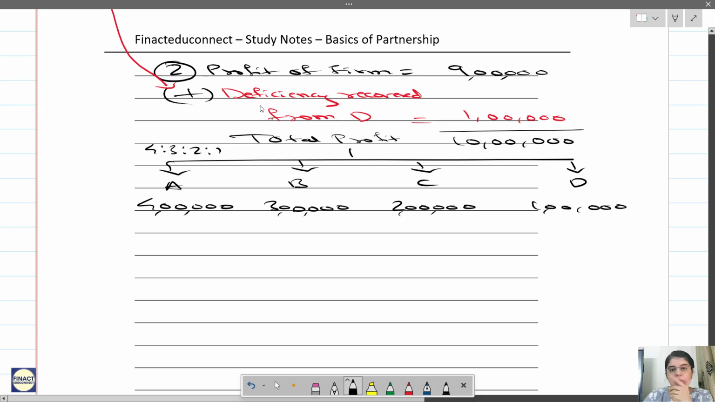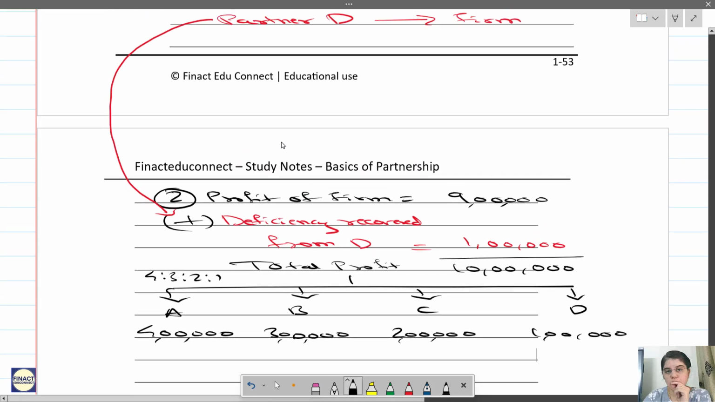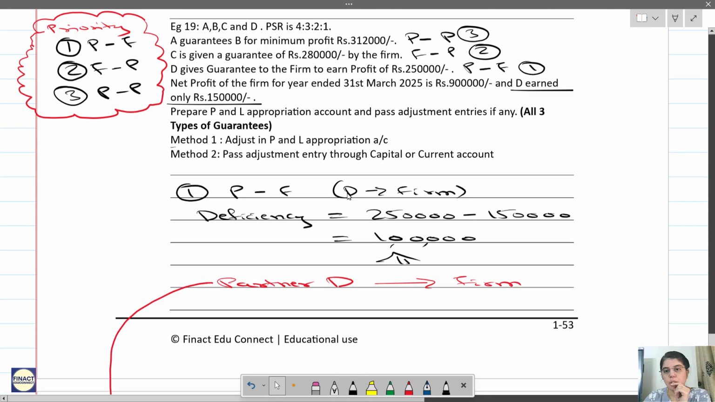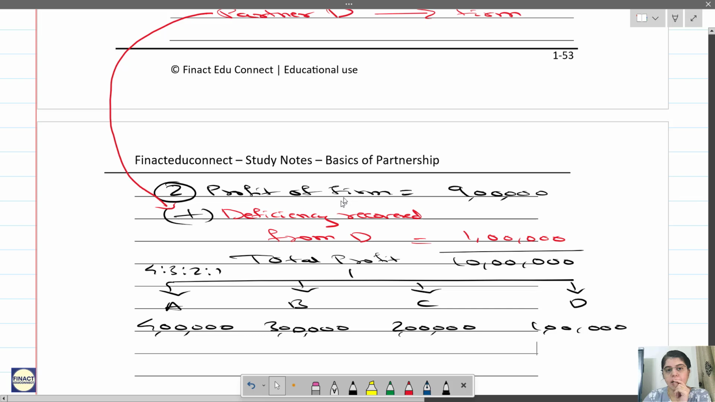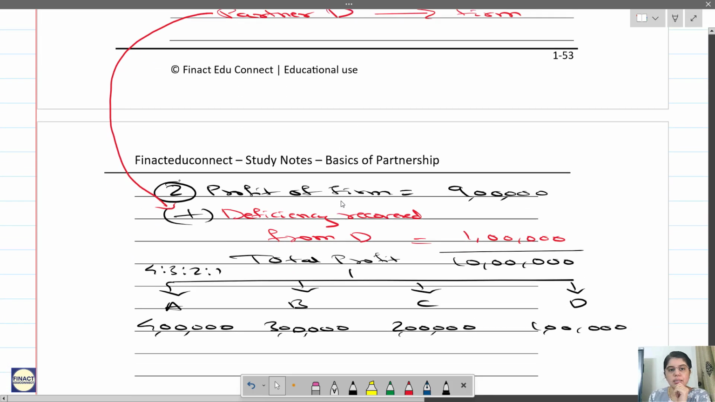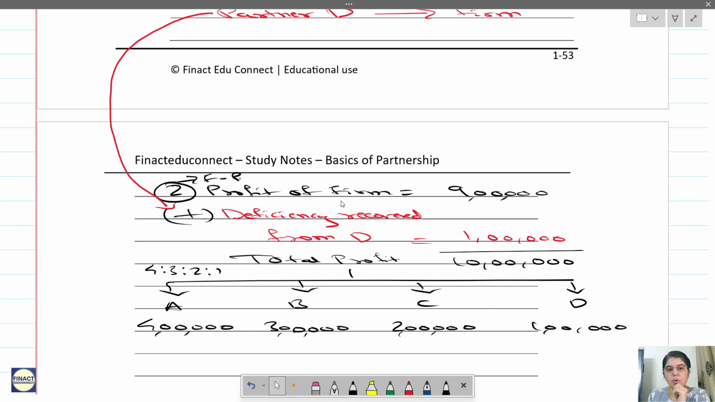Now we will go to second deficiency. Second deficiency is firm to partner. Correct. So firm to partner. Let me just highlight this. Second is firm to partner.